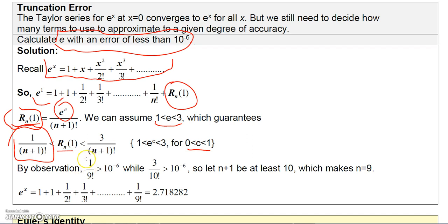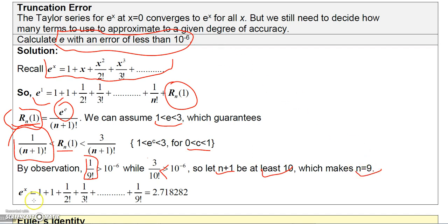Okay, now if you check, 1 over 9 factorial is actually greater than 10 to the negative 6, while 3 over 10 factorial, actually this should be less than. I thought that was wrong. So 1 over 9 factorial is greater than 10 to the negative 6, but 3 over 10 factorial is less than or equal to 10 to the negative 6. So if we let n plus 1 be at least 10, then that means n would be 9.